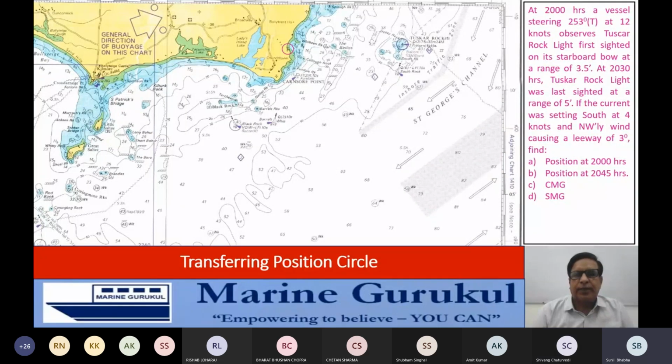Now in this case, we have two position circles. One position circle at 2000 hours where Tusker Rock Light was first sighted. That means it shall be drawn with Tusker Rock Light as the center and first sighting range of 3.5 miles as radius. At 2030, we get another position circle with Tusker Rock Light as the center and the last sighting range of 5 miles as the radius.